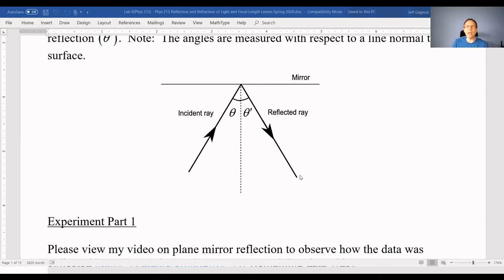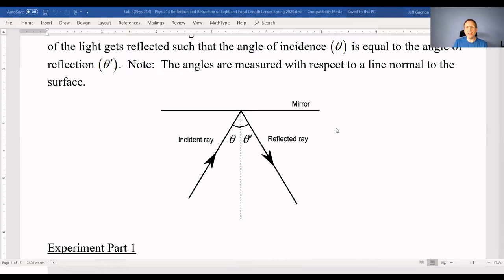If you measure the angle of incidence, which is called theta, and you measure the angle of reflection, which is called theta prime in this case, those angles are always measured relative to a line that's perpendicular to the surface. This dashed line right here is perpendicular to the mirror. The incident ray is measured relative to that normal line. What you should find is, in theory, the angle of incidence should equal the angle of reflection.